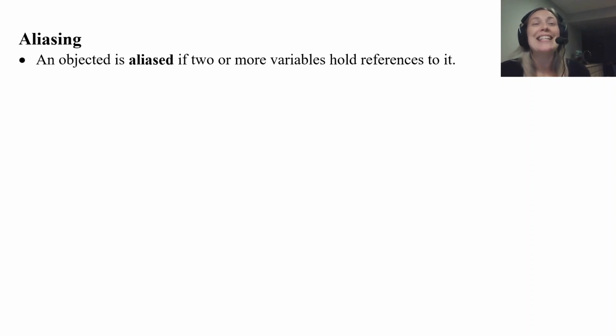So an object is aliased if two or more variables hold references to it. Please don't make fun of me if I mispronounce this a couple of times. But an object is aliased if two or more variables hold references to it. We've actually seen a little bit of this with strings before, but now we're going to talk about it with objects and inheritance.